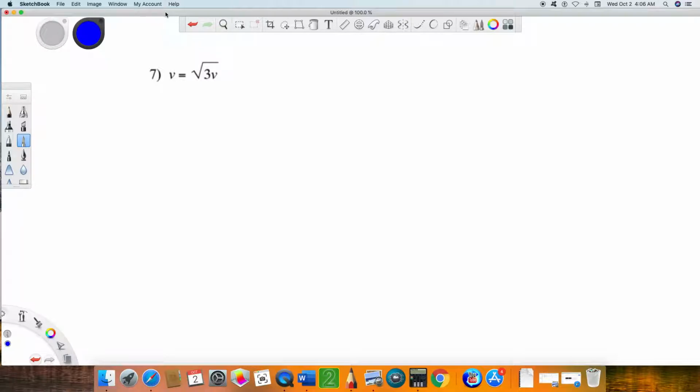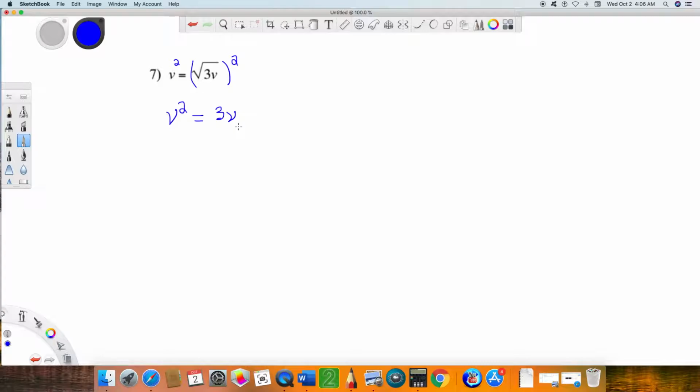It really doesn't matter if the radical is written on the right-hand side or on the left-hand side. If we square the left-hand side, we'll have to balance the equation and square the right-hand side. So we get that v squared is equal to 3 times v. So this is a quadratic equation. We're expecting two solutions, but both of them may not satisfy this original equation.